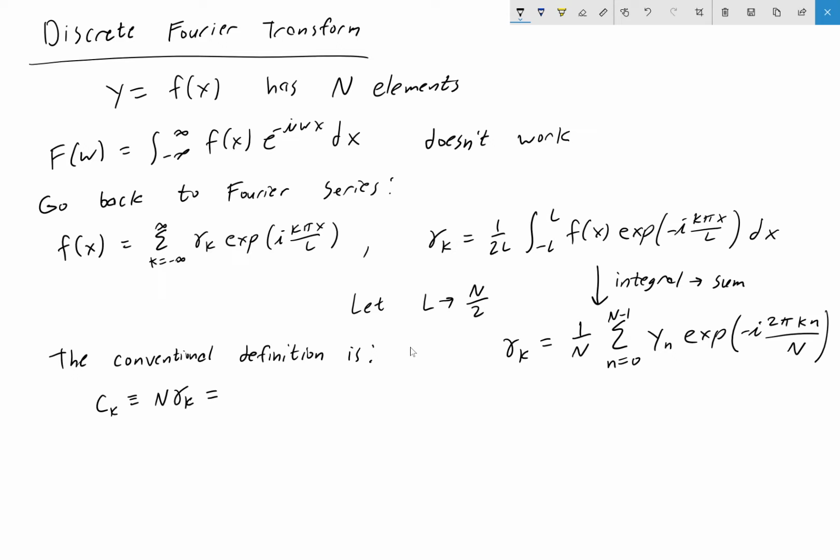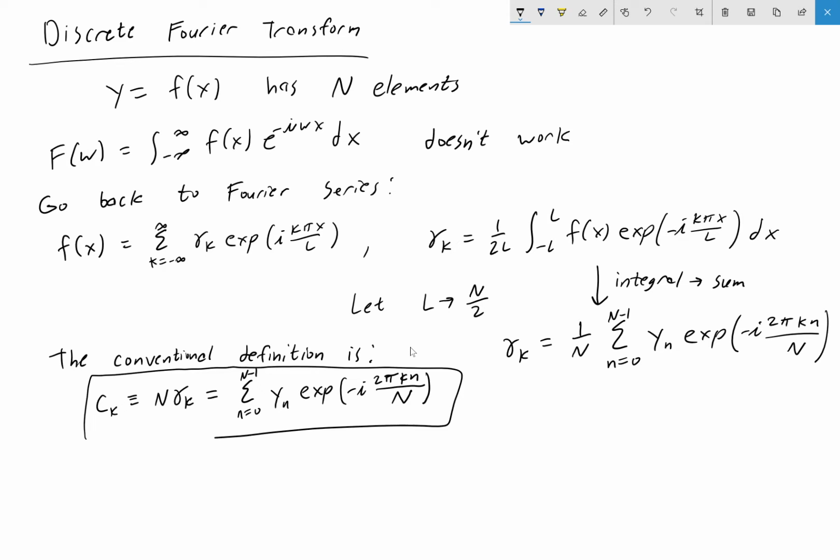And so if we multiply everything through by N, basically get rid of the coefficient out front, then we're going to have our basically universally accepted definition of a discrete Fourier transform. We're going to sum over the entire array y, and for each of those elements, we're going to multiply it by the complex exponential that has a negative i, 2 pi, k n, divided by the total length of the array.